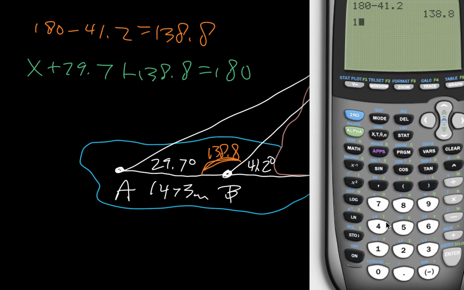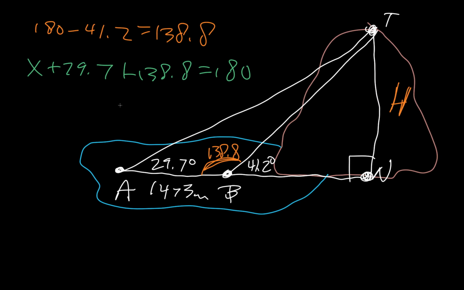So we're going to say 180 minus 138.8 minus 29.7, and we get 11.5 for this. So just the little piece of the angle right there is 11.5 degrees.